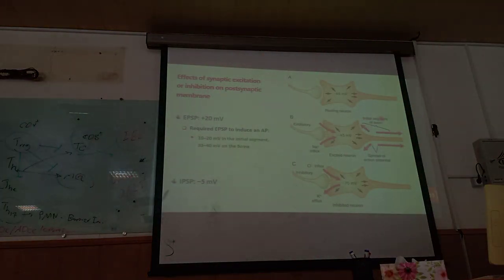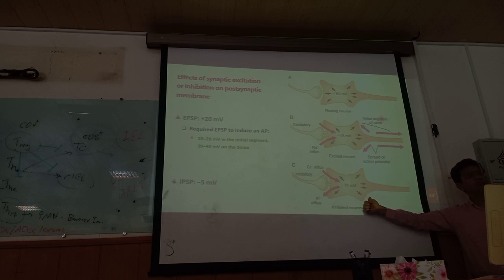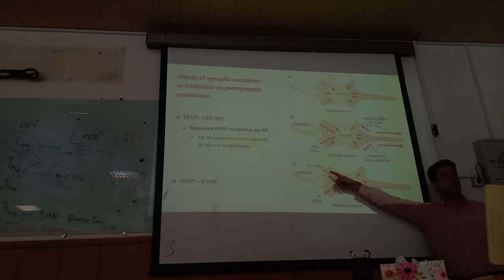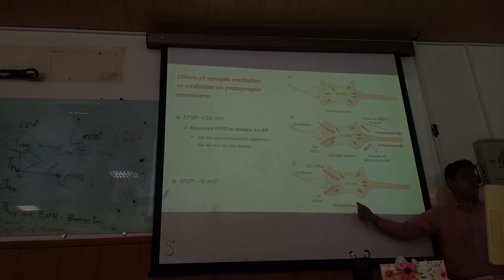Can you explain how it becomes more negative than the resting neuron? Yeah. How does it become minus 70, more negative? Chloride is going into the cell. It has a negative charge, right? So we will have more negative.